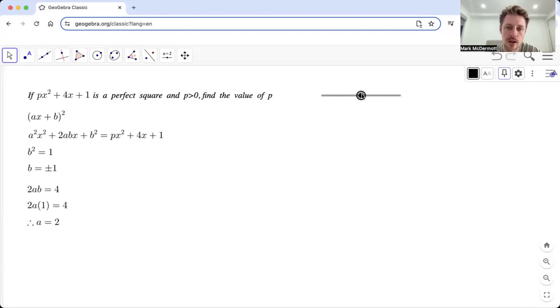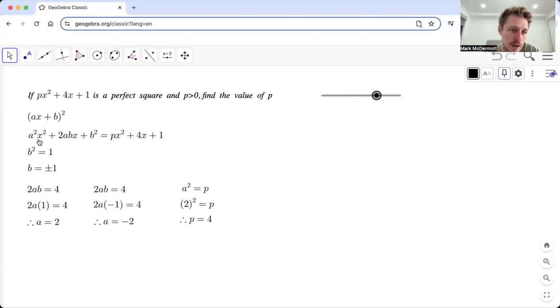Now, we can obviously take the negative portion of that because we said b could be plus or minus 1. So we can say 2ab equals 4, in which case 2a multiplied by negative 1 equals 4, and therefore a equals negative 2. But you'll see in a moment why that doesn't matter. Because if we now look, we can see that the coefficient of x squared on the right-hand side is p, and the coefficient of x squared on the left-hand side is a squared. So we know that a squared equals p.